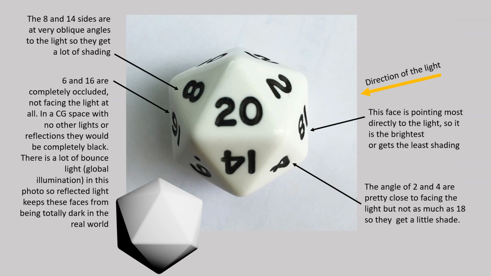All right, and you can see this again here in this photo of a 20-sided die. Number 18 is the face that's pretty much pointing directly at the light, so it's the brightest face. 2 and 4 are pretty close, but slightly darker as they're slightly angled away from the light. 12 and 20 and 14 are even darker, while 8, 16, and 6 are facing away from the light and get the most shade. And those faces are completely black down here in the 3D model in that photo, as they are completely black with no other light in the scene or no other surfaces to bounce the light back onto it.